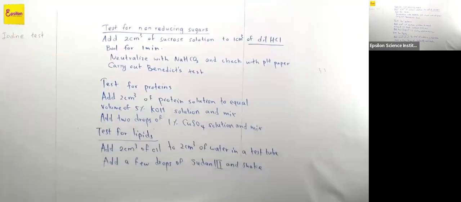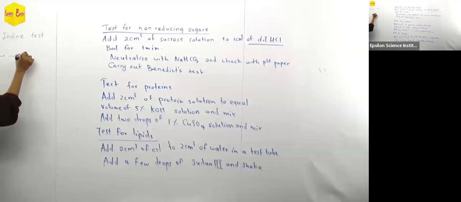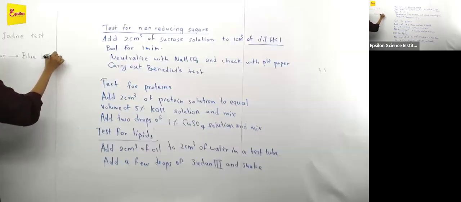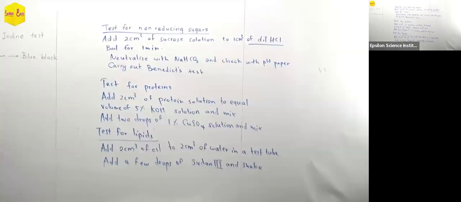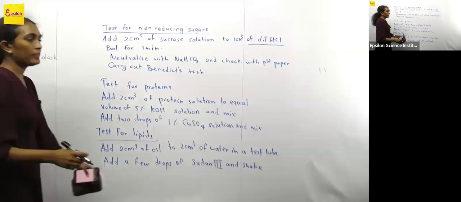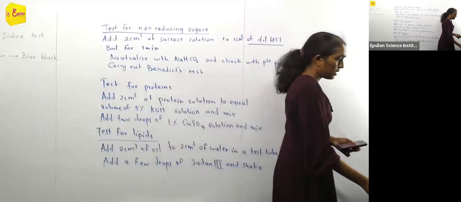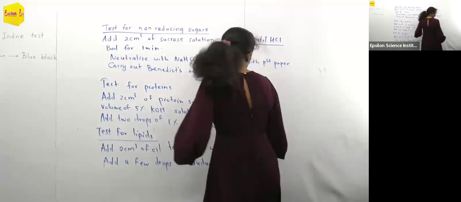What's the color change? What's the initial color of iodine? Brown or reddish brown to blue-black coloration, right? So write down the color change. They are asking the color change, not the final color, right? I'll erase this and write.